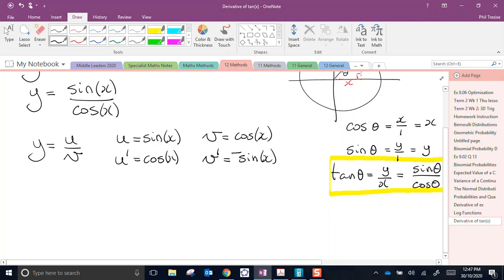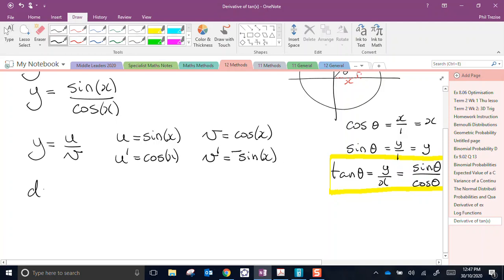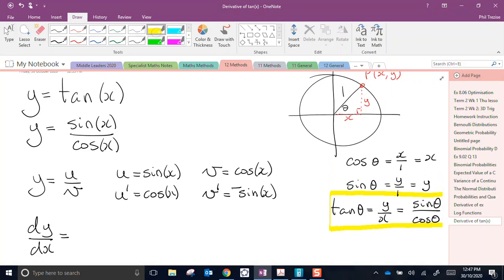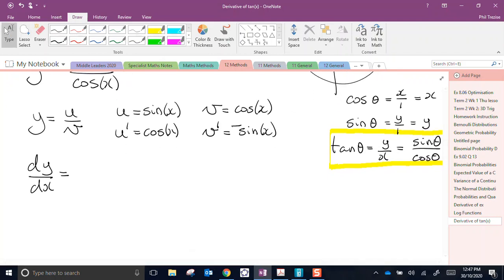So we're ready now for our quotient rule. dy dx, the derivative of, well, the original function really, dy dx, the derivative of tan. Now our quotient rule, remember, it's u dashed times v minus u times v dashed, divided by v squared. Now we put a dash on the first one and a dash on the last one. Very important that we get those the right way round.